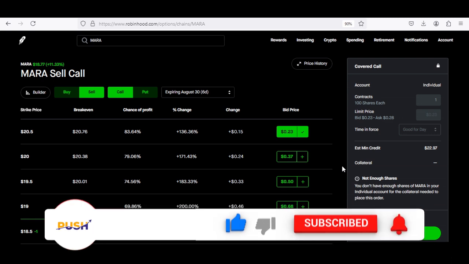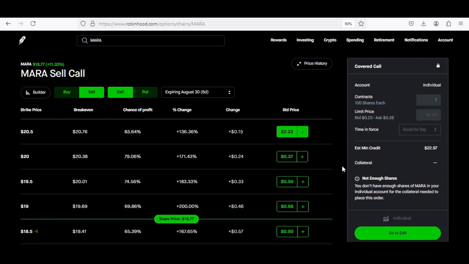These are two option strategies that can be used if you're trading with a small account.